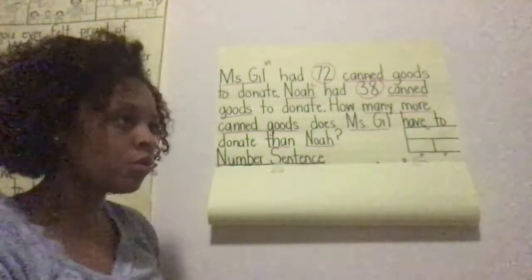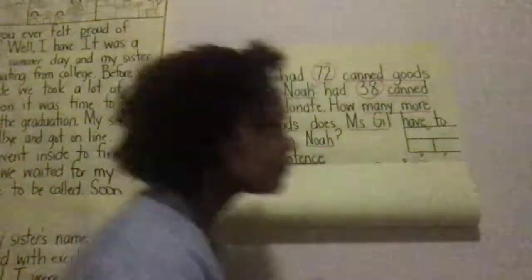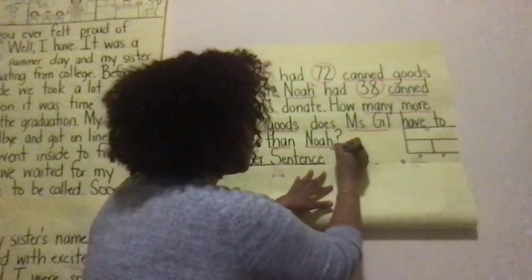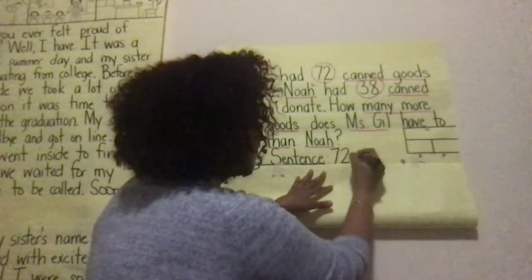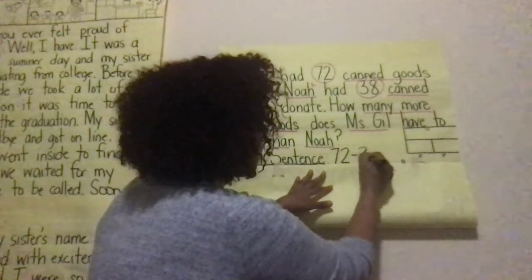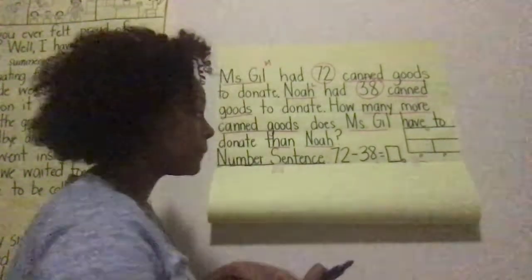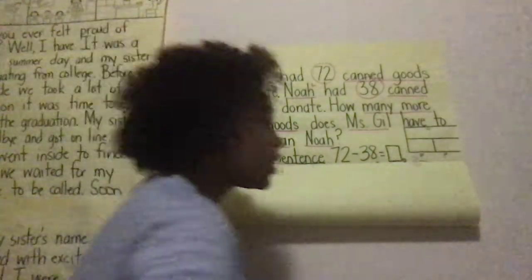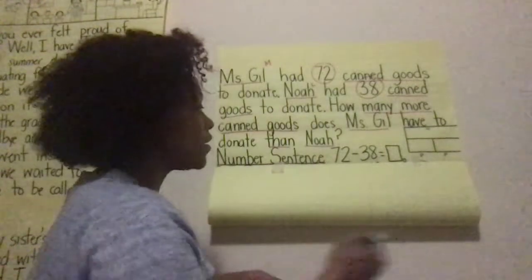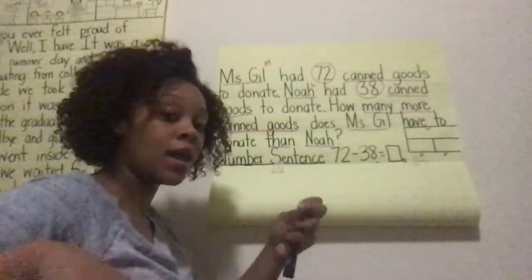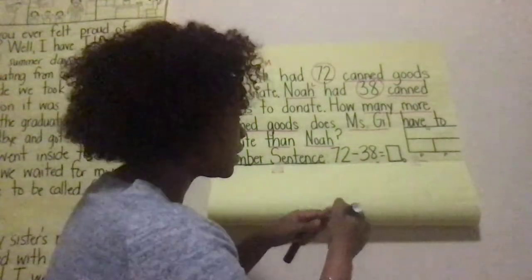I know my whole, I know my part. So that makes me think that my number sentence should probably be 72 minus 38 equals. And if I were to plug it into my part whole box, I know that in subtraction, we start with the whole, take away a part, and we get the other part.